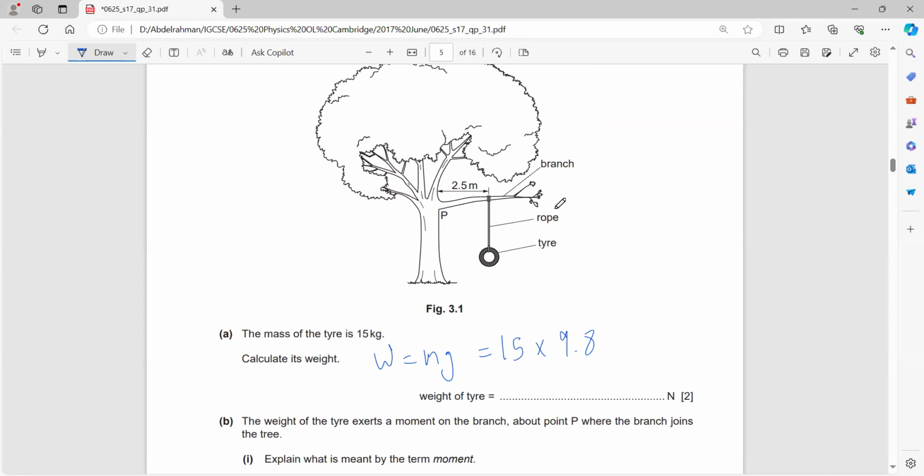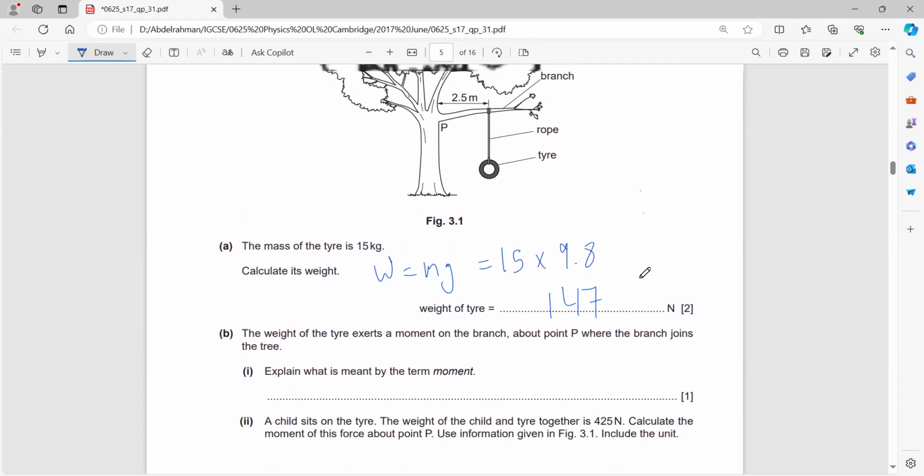15 times 9.8 is 147. 147 newtons. Okay. The weight of the tire exerts a moment. Explain what is meant by the term moment. What do I mean by the term moment?